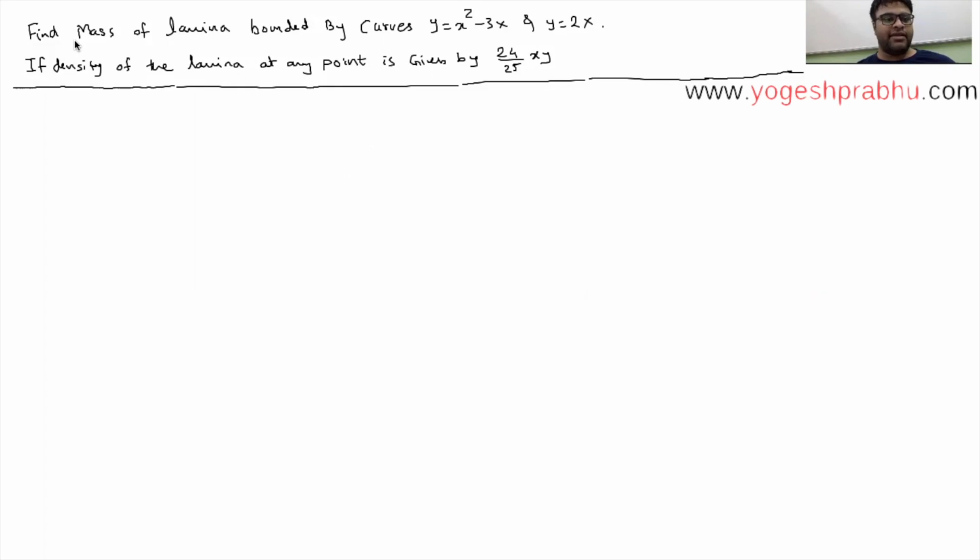Now we'll see how we can find the mass of a lamina of some area bounded by these two curves. So we have the two curves given to us and we have to find out the mass of the lamina. First of all, let me explain what this means. There are typically two applications. When we say applications of double integration, there are two applications, okay?